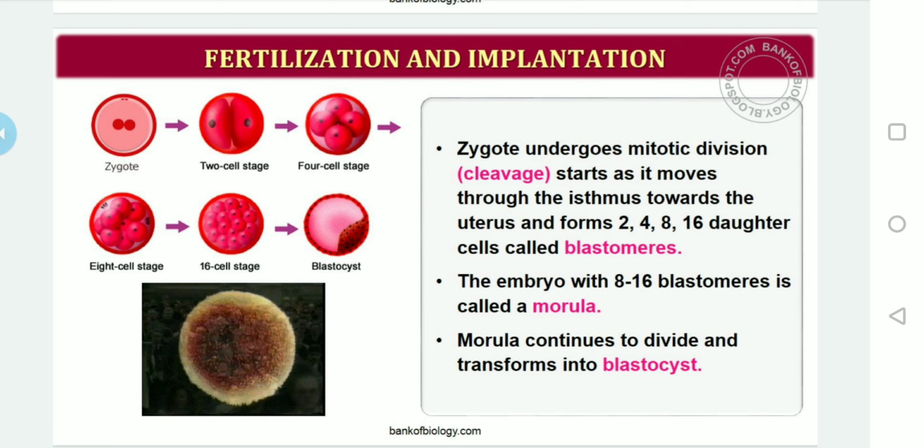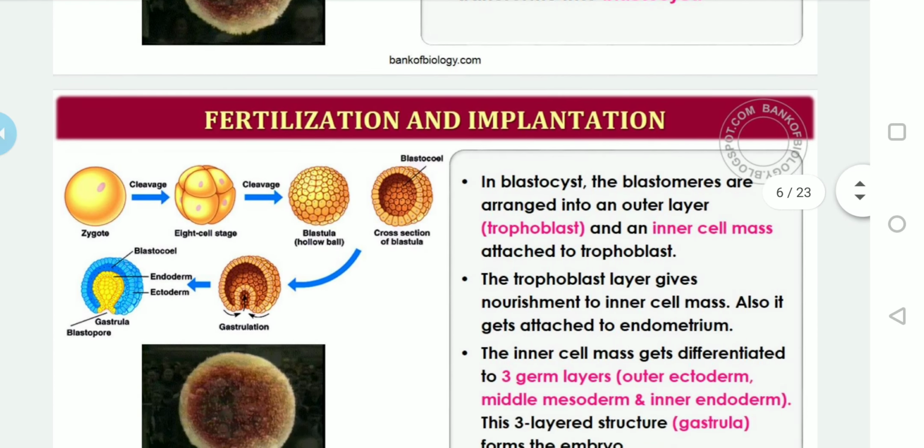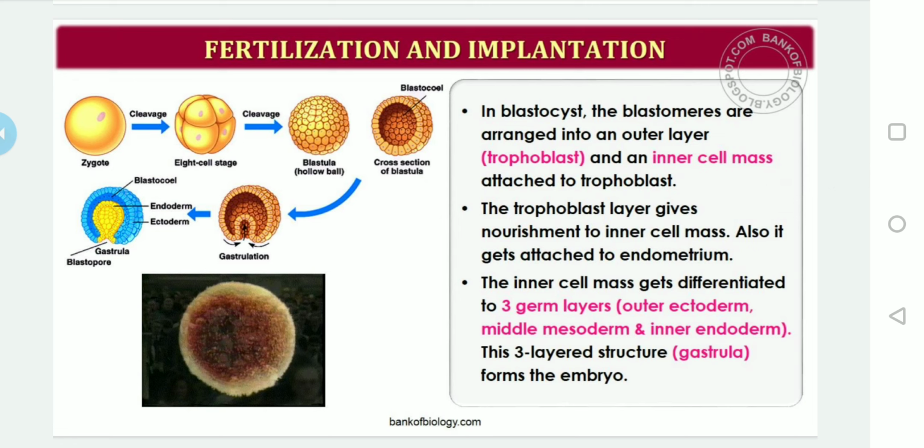Then what happens next? The morula continues to divide and transforms into blastocyst as it moves further into the uterus. Okay, yeah. So then what happens next? See, here you can identify the divisions also. In a blastocyst, the blastomeres are arranged into an outer layer, generally called the trophoblast. Remember, and the inner cell mass attached to the trophoblast. Okay, did you get it? Here let me explain neatly. The blastomeres in the blastocyst are arranged into an outer layer called trophoblast, and an inner group of cells attached to the trophoblast is called the inner cell mass.